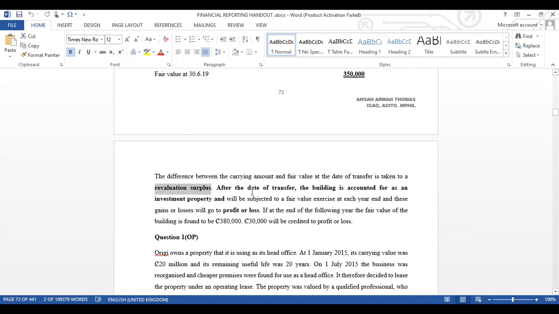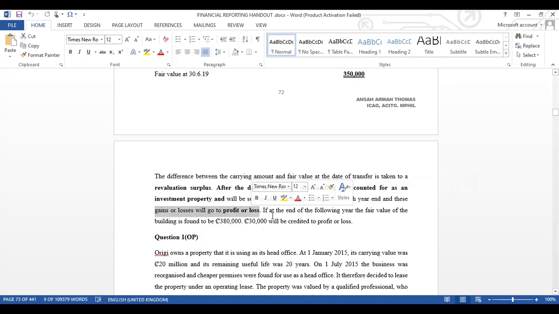Then after that date going forward, the building is accounted for as investment property. What does it mean? It means no depreciation, and any fair value gain that happens, the difference will go to the P&L, not the OCI. So watch the explanation I gave here. From after the date of the transfer, the building is now accounted for as investment property and will be subjected to fair value exercise at each year end. And this gain or loss will go to P&L.